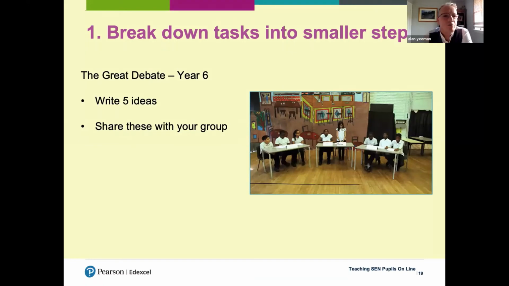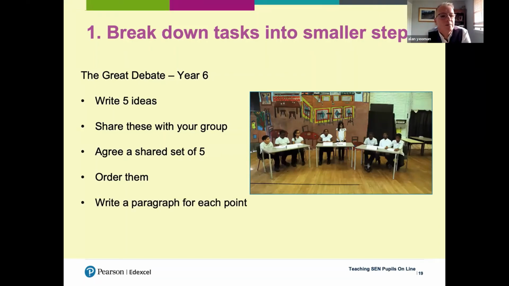Remember that time to talk. We put them into groups. Now we use Zoom, so we could use breakout rooms where they had a chance to talk to each other and share their 5 ideas with the rest of the group. Then the group had to agree on a shared set of 5, taking all the ideas from everybody. Again, I'm checking each point as we go along. Once they had the shared set of 5, they had to put them into order. And finally, they had to write a paragraph for each point as a group. You can see how I broke that down, because normally it would have been, right, this is what you've got to do.